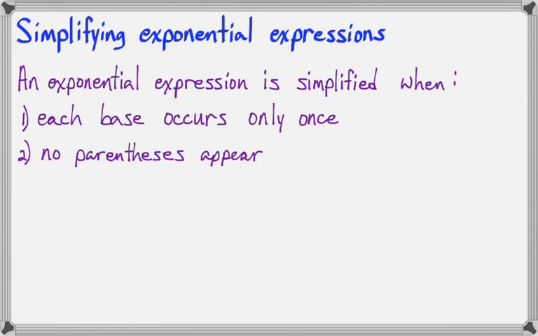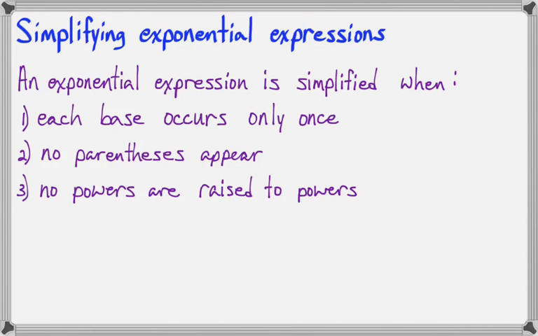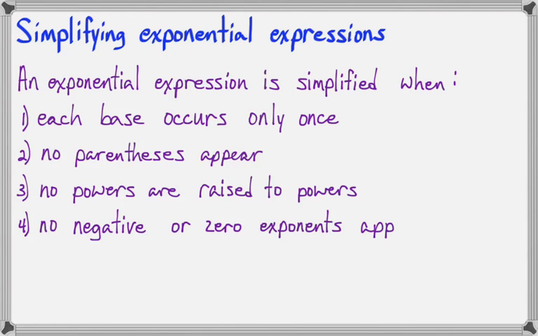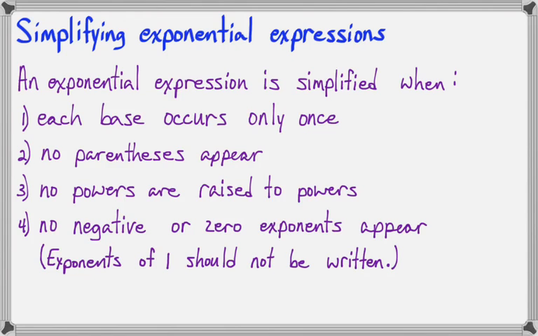No parentheses should appear, and no powers should be left raised to powers. Now usually we use parentheses to notate when powers are raised to powers anyway, so these two kind of go together, but you should always simplify until the parentheses are gone. There should be no powers left raised to powers, and we should not have any negative exponents because they should be written as positives. There should not be any zero exponents, and any exponents of 1 should not be written.